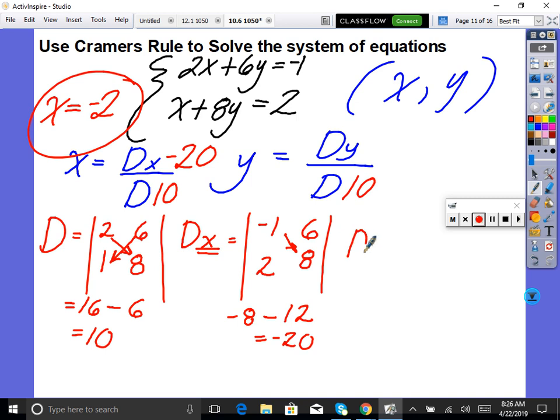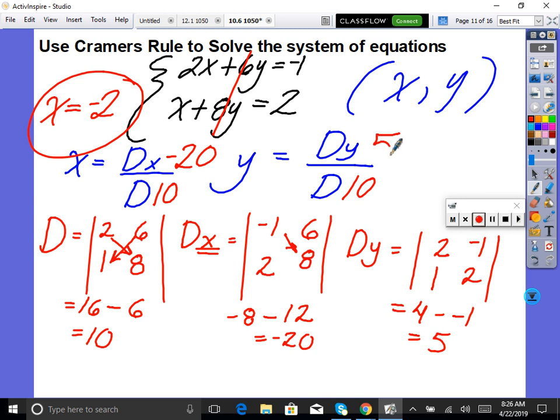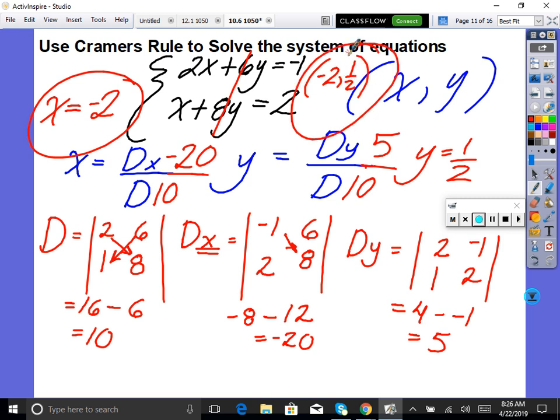So now let's do Dy. The determinant when you replace y, so we're going to replace it with these. So we're going to have 2, 1, -1, 2. So then we have 4 minus -1, which is 5. So then 5 divided by 10 is 1/2. So y equals 1/2. So your final answer we write as an x, y point, -2, 1/2. Yay! Okay, the last thing to note on this.